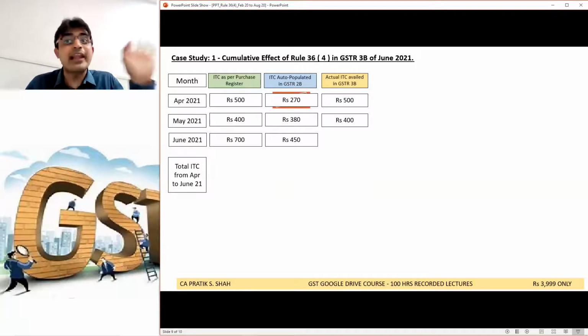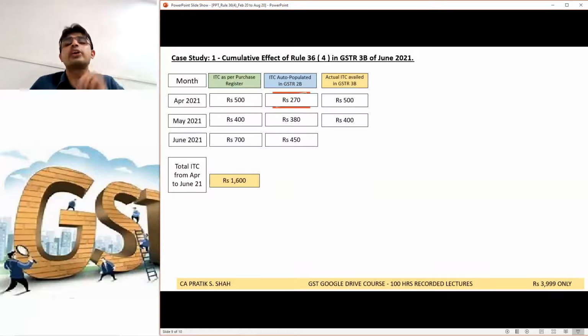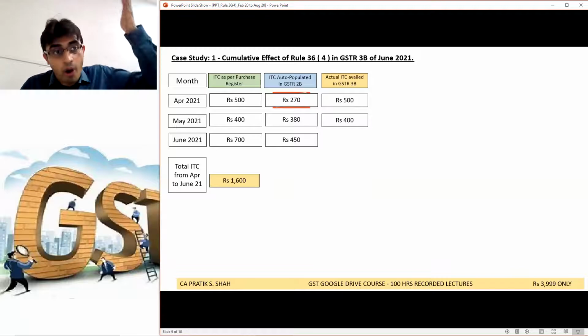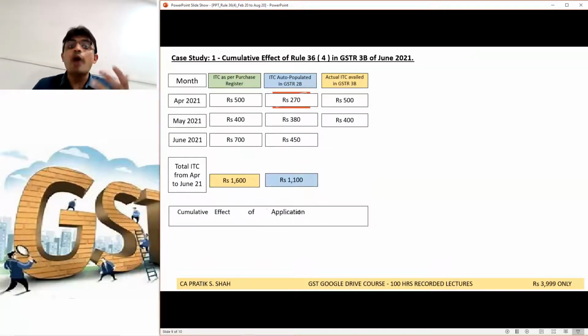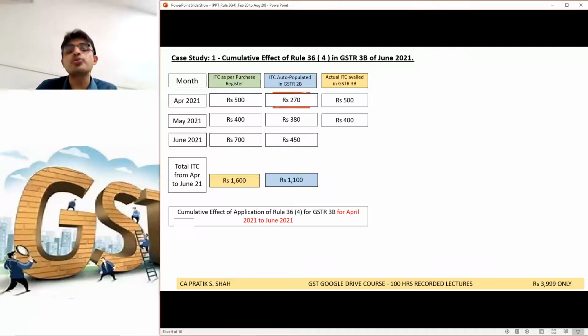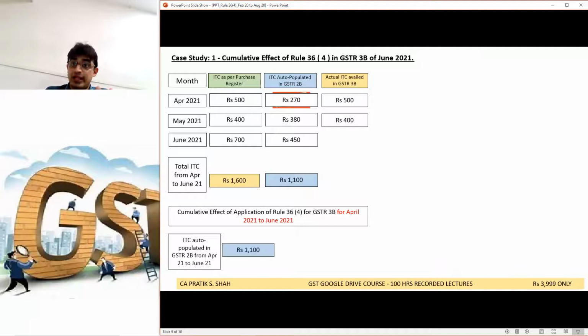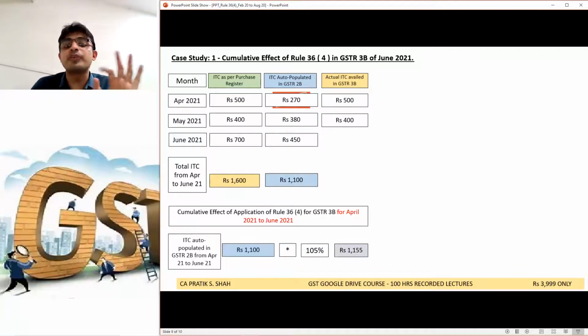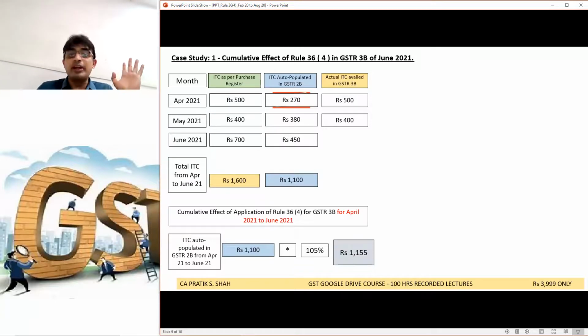In June, I cannot avail actual. In June, I need to give cumulative effect. So add all the ITC as per purchase register for 3 months. It comes to 1600. Add all the ITC which is coming in 2B for 3 months: 1100. Okay. So how much can I take in my 3B of June 21? Whatever ITC is auto-populated from April to June, 1100 into 105%. This is the maximum I can take, 1155. This is the cumulative of 3 months, 1155 cumulative I can take.